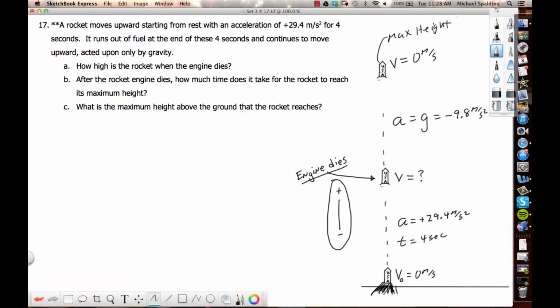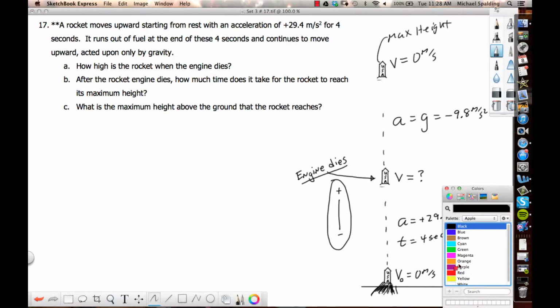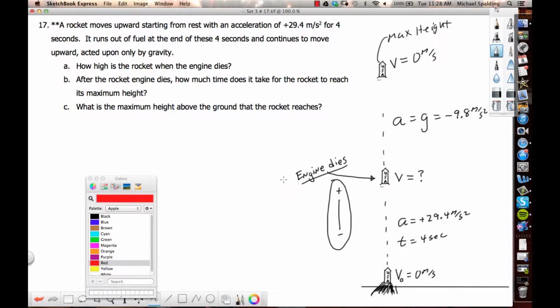Okay? So what I'm really getting at here is we have to split the problem. We have to break it into two parts. I'm going to put a red line right here. The first part is where we have an acceleration of positive 29.4, and the second part is where the acceleration is negative 9.8. Wherever the acceleration of an object changes, you have to split the problem.